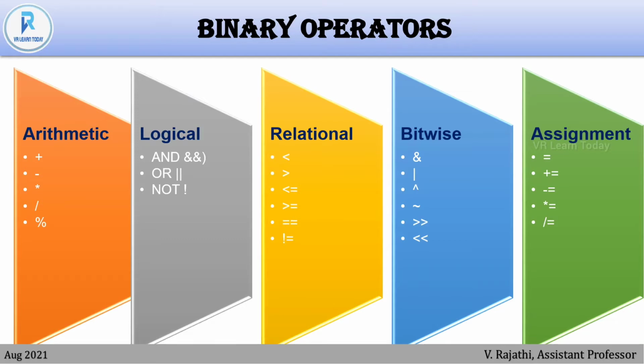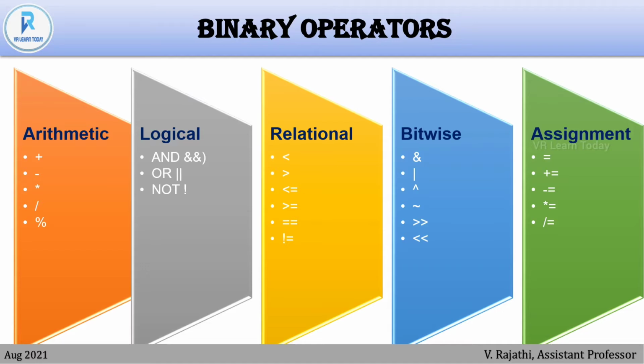These are the binary operators. The meaning behind binary is that we have to use two operands. So first, arithmetic operator, relational operator, logical operator, bitwise operator, and assignment operator. So the symbols are listed out.